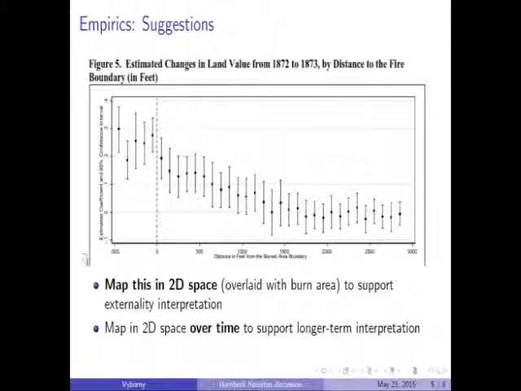Those sorts of maps, I think, all of this amazing data you've already put together, could again be done. You could make a map in 2D space statically, but also over time, which I think would help. As the authors have said, the longer the time frame after the fire, the more difficult it becomes to believe the identifying assumptions. So I think the matching may potentially help with that. And again, even just descriptively, showing a set of maps like this over time would help us to interpret the longer run effects as a spillover.